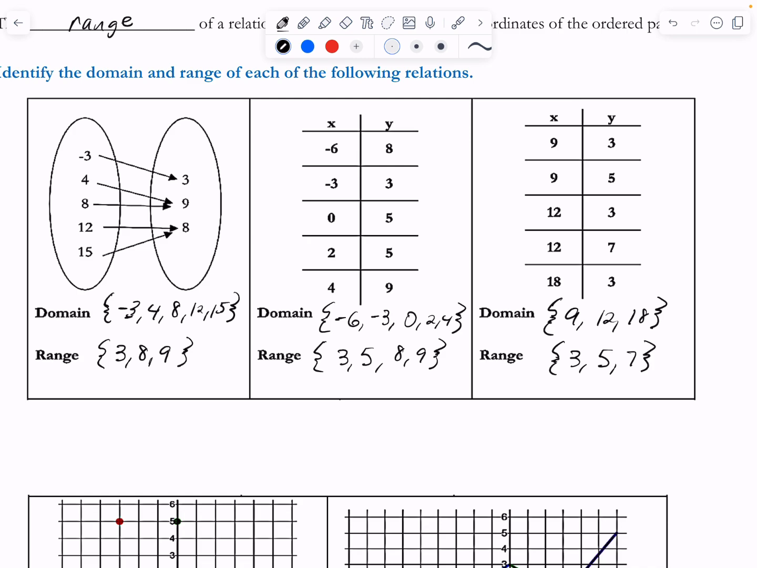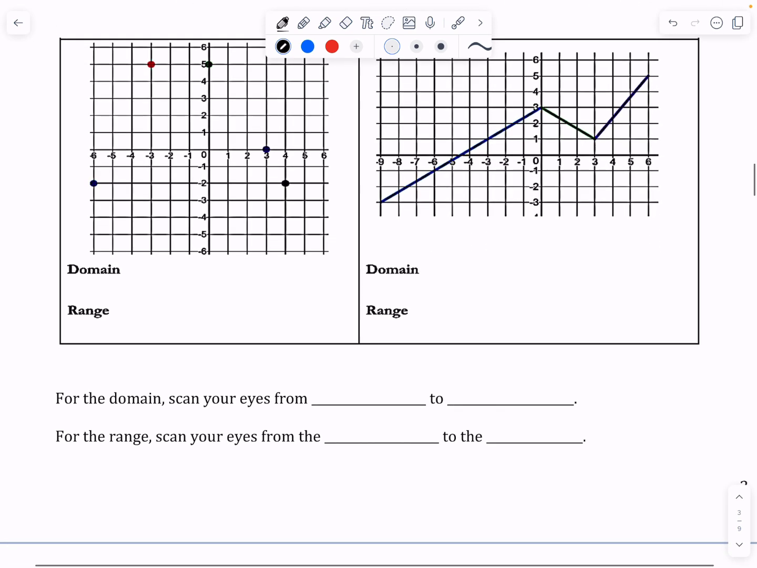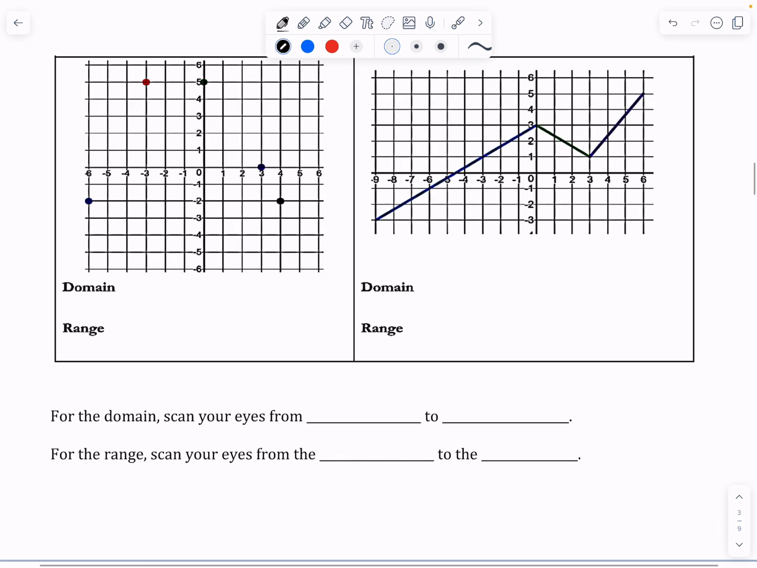All right, last one's for the graphs. Again, both of these were functions. The domain here, I'm going to list it from least to greatest, which is -6, -3, 0, 3, and 4. If you're wondering how I got those values, I'm taking a look at each of these points. There are 5 of them, and the x values of all those points gave me the domain.